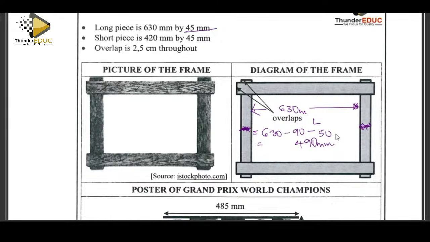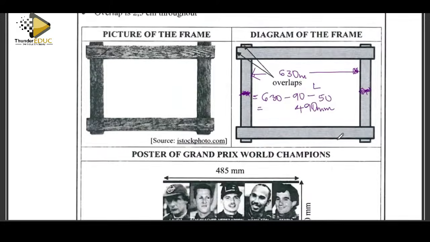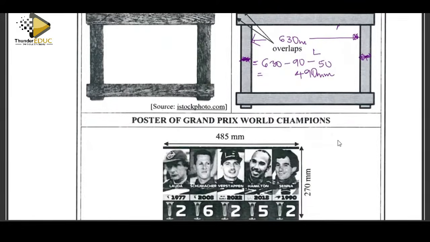Okay, what about the width? What are we going to do? Same story. It's coming up, coming down here. The width will be 420 minus 90 minus 50. The answer became 280.